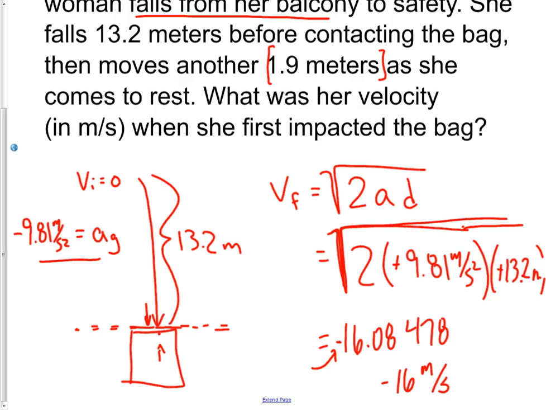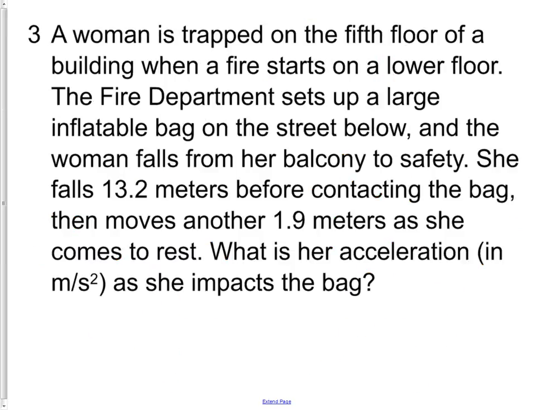Now we can answer another question about it. So let's flip to the next question. A woman is trapped on the 5th floor of a building when a fire starts on a lower floor. The fire department sets up a large inflatable bag on the street below, and the woman falls from her balcony to safety. She falls 13.2 meters before contacting the bag, then moves another 1.9 meters as she comes to rest. What's her acceleration in meters per second squared? Now be careful, this is as she impacts the bag.